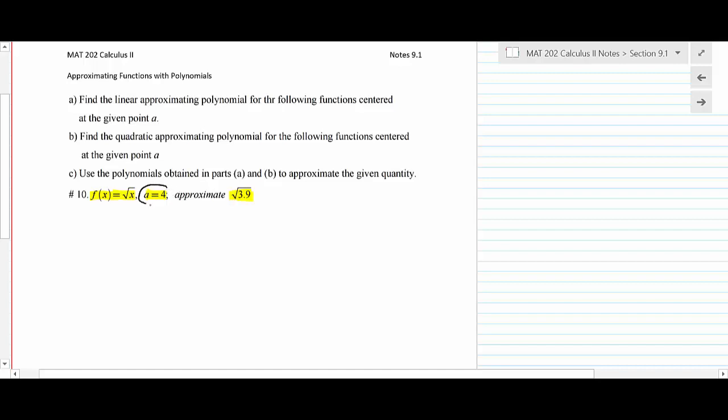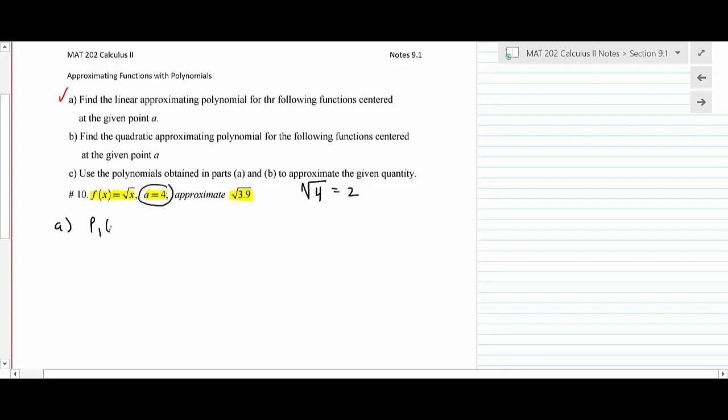Now, the reason that we have a equals 4, and I took this out of the book, is because you know the square root of 4, right? That's why. So if you're doing an approximation of 3.9, you want to pick a perfect square that 3.9 is close to. You wouldn't want to pick like the square root of 100. You want to use 4 because it's only 0.1 away like that. Okay, so to begin with, we're going to do the linear approximating formula on part A. Let's start with that part right here, and let's go ahead and write down the formula.